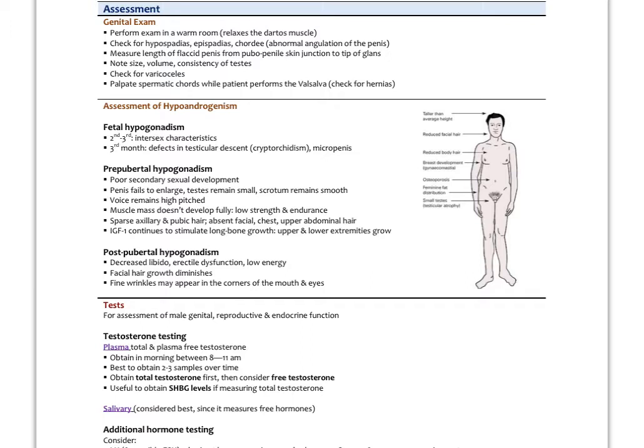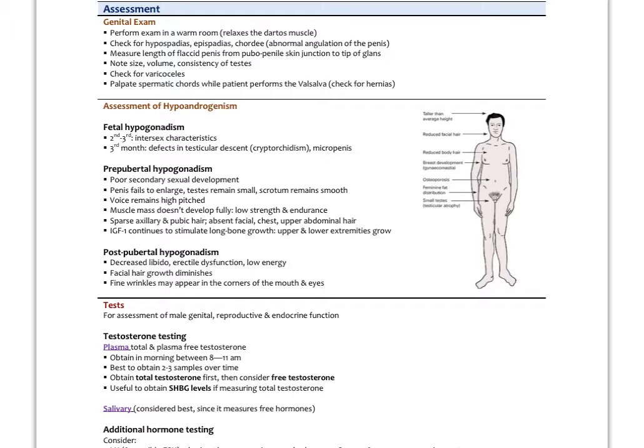And then signs of post-pubertal hypogonadism would be decreased libido, erectile dysfunction, low energy, facial hair growth diminishes, and usually there's a presence of fine wrinkles around the corners of the eyes and mouth, and that's usually a sign of excess estrogens. So these would all be things to keep in mind when you're doing a physical exam on teens, either before puberty or after, that might be indicators of hypoandrogenism.